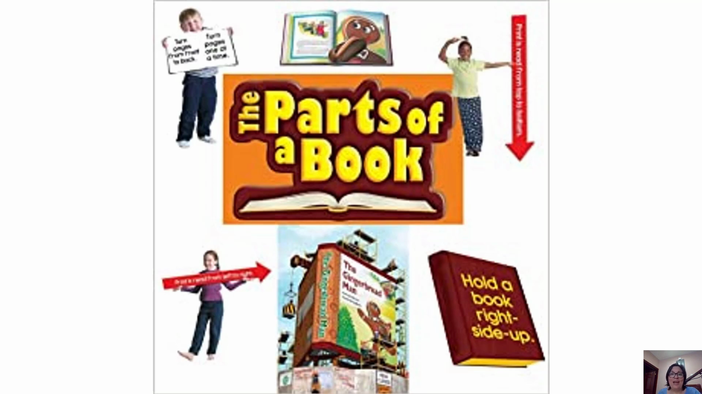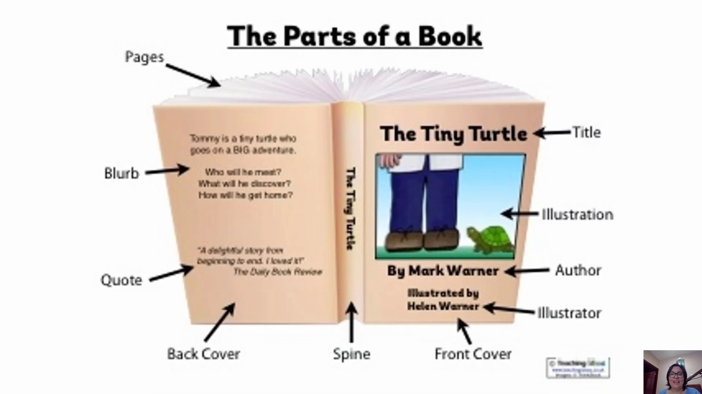So every day we use books to read, to learn, to study, to do homework, and it's important for you to know which are the parts of a book. So let's start. In a book we have many parts. So for example, here we have the title of the book, The Tiny Turtle. You are going to find the title on the front of the book. This is the front cover, or the cover of the book.